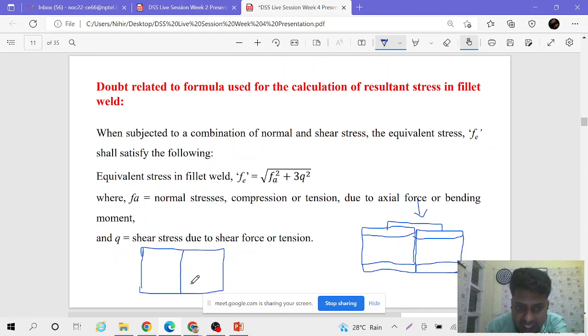There is a partition, meaning this is one I section and this is another I section. You are seeing the top view from above. So this is one flange, this is another flange. After that you are going to join them through one cover plate. So this is the cover plate, and let us say it is experiencing some load, whatever the load may be.